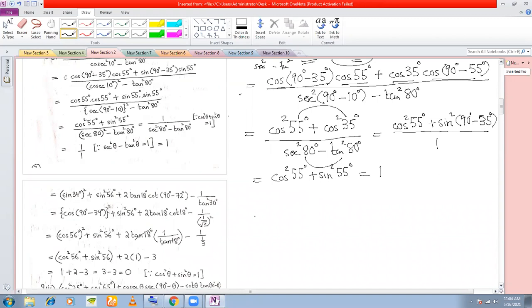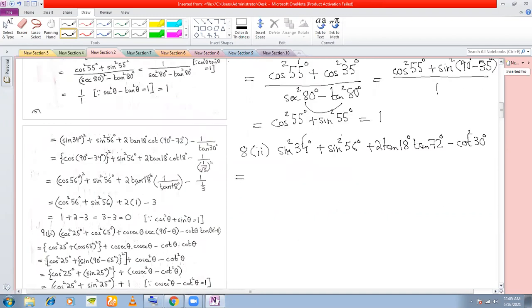8.2 is the next one. Again, you have something to evaluate here. So you have to evaluate sine square 34 degree plus sine square 56 degree plus 2 tan 18 degree tan 72 degree minus cot square 30 degree.